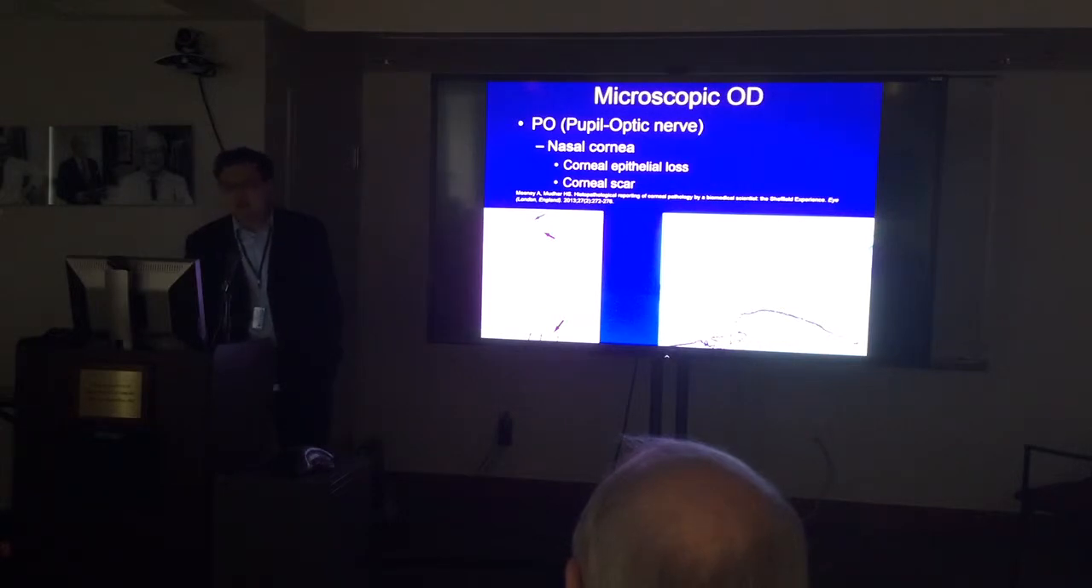This is a picture of a normal human cornea, and you can see that this is corneal epithelium, Bowman's layer, the corneal stroma, Descemet's membrane, and the endothelium.